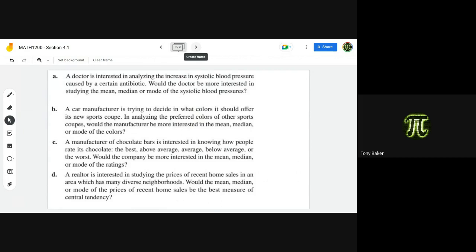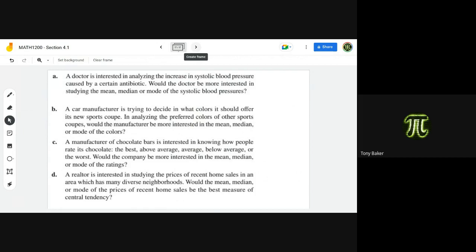A manufacturer of chocolate bars is interested in knowing how people rated chocolate from best, above average, average, below average, or worst. Which one would be the best one to look at though? Okay. Yeah, you can make an argument for either mode or median.